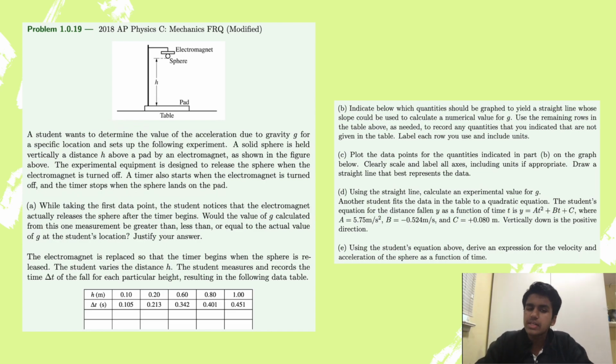So for part A, it's telling us that the sphere is released from the electromagnet after the timer begins. What does this mean? That means the time that we record will be greater in this experiment, because we're releasing that sphere after.